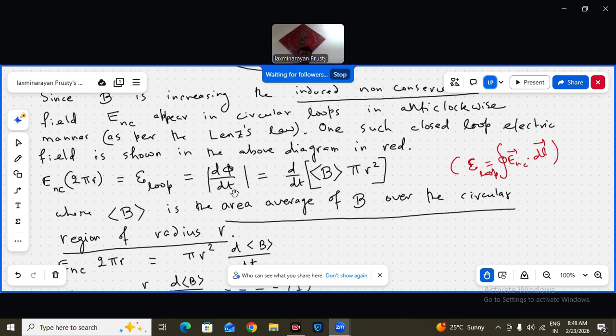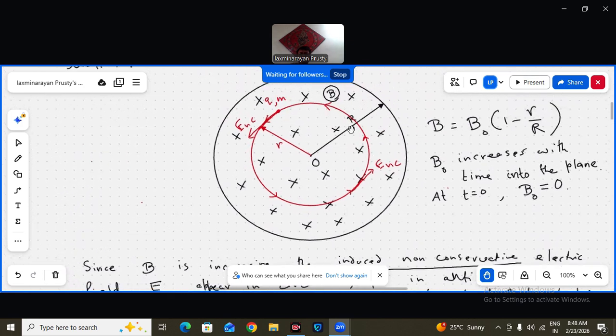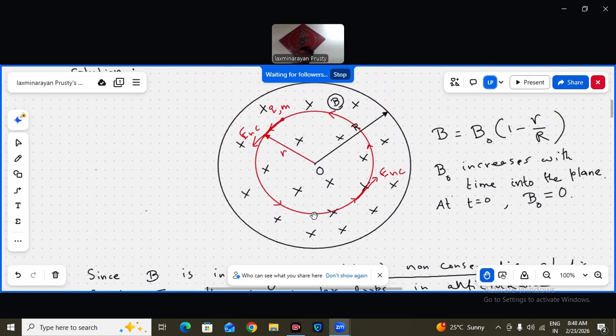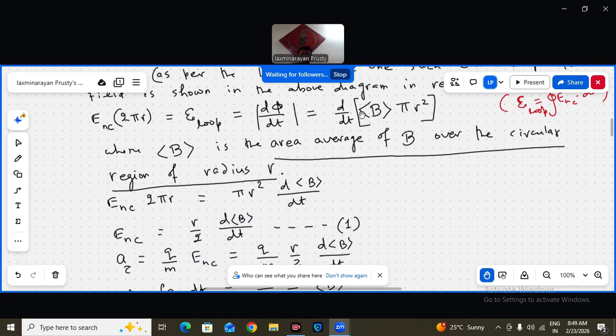But that is also minus d flux by dt. What is the flux? Flux enclosed by this circular area of radius small r. So how much flux will there be, because B is not constant, not uniform. So I have to take B average times pi r squared. For that I have to calculate B average. This is the symbol of B average, the angle brackets being the arithmetic average symbol, the area average over the circular radius r, B bar. So the flux is B average times pi r squared, and d by dt of that.